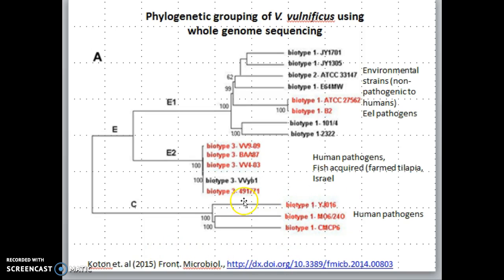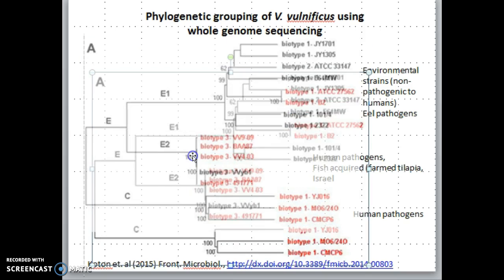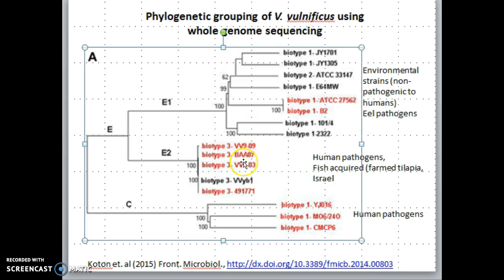So down here we have biotype 1 isolates of Vibrio vulnificus that all cause human disease, and they are all biotype 1, and they're grouping with a clade that is being referred to as clinical. Here we have another clade. It's the environmental type 2 clade, and it includes human pathogens as well, and they're all of biotype 3, and that's confined to infections associated with farm tilapia in Israel.